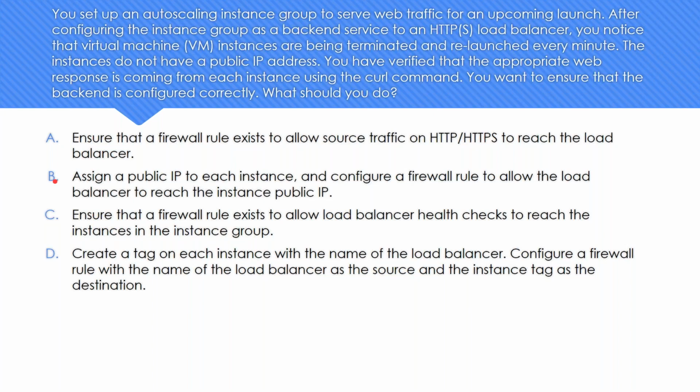Option B: assign a public IP to each instance and configure the firewall rule to allow the load balancer to reach the instance group. Now this is not a good practice, and I have done a few implementations where the organization puts a constraint that any VM you create cannot have an external IP address. If you have such a constraint, it's not going to work, so we cannot turn this option on. That's one thing. And the second thing is that the problem is not with the VM's external IP address here.